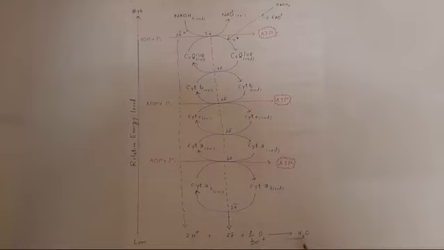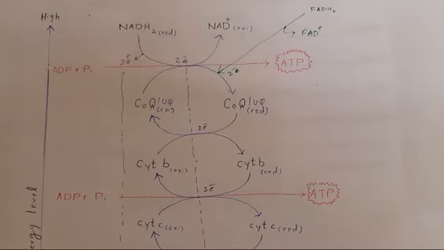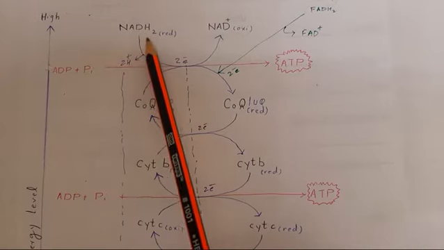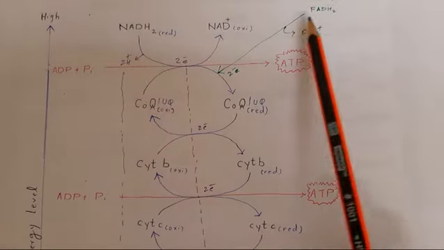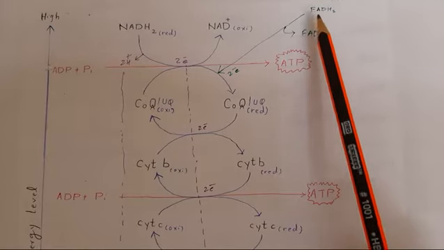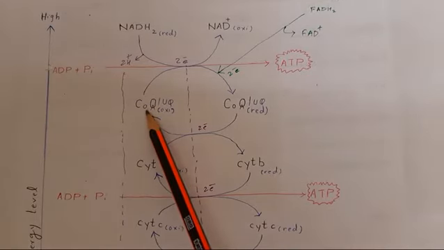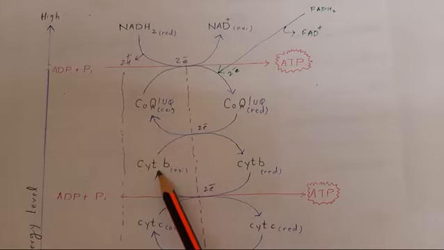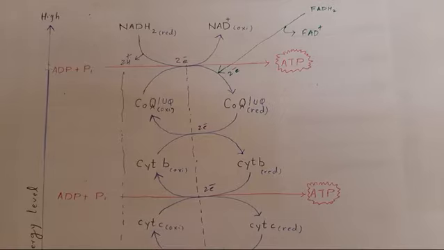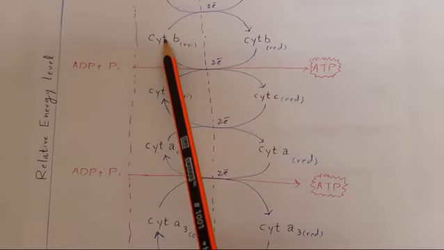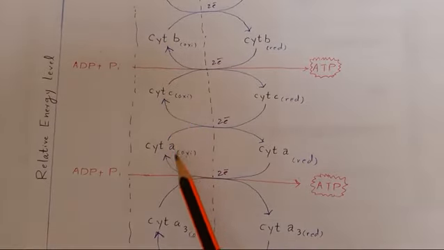Look at this one, this green. Various molecules involved in the electron transport chain are NADH2, FADH2, coenzyme Q, cytochrome B, cytochrome C, cytochrome A, and cytochrome A3.